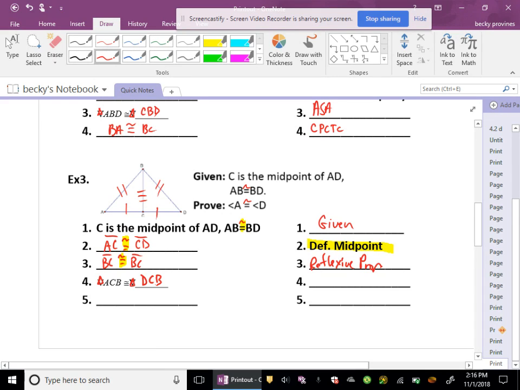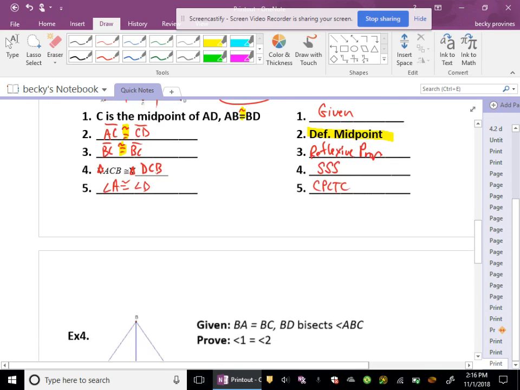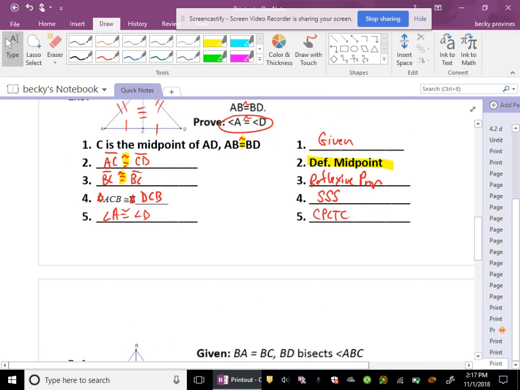Now, you have to look at the picture and you have 5 choices: SSS, SAS, ASA, AAS, and HL. And we only know the side, so that one's pretty easy. It's SSS. So I'm going to take what you're trying to prove, angle A is congruent to angle D, and prove it by my 5 letters, CPCTC. And we're finished.